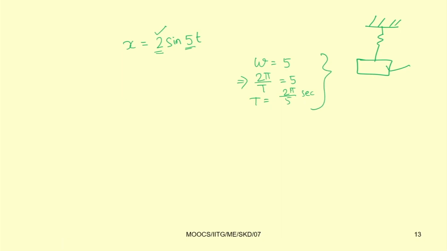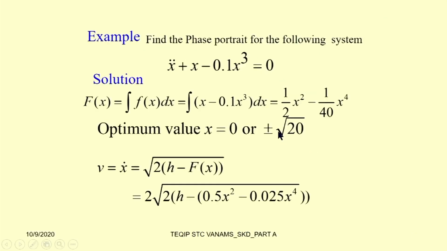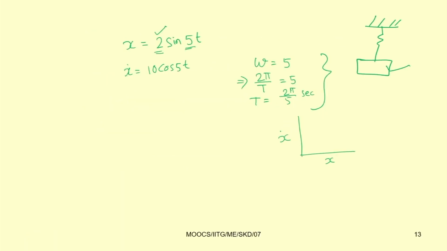In this way you can get the time period, and this is the amplitude of oscillation. In this case, if you write x dot, this x dot becomes 10 cos 5 t, and you can plot the phase portrait, that is x versus x dot. Already I have told you how to derive the equation. Already I told you how you can use this Excel file or MATLAB to plot this x versus x dot.